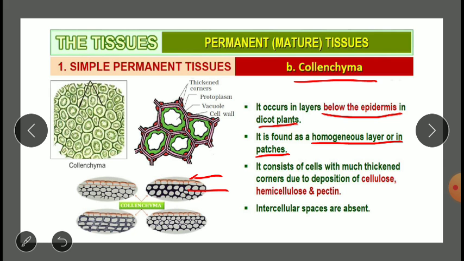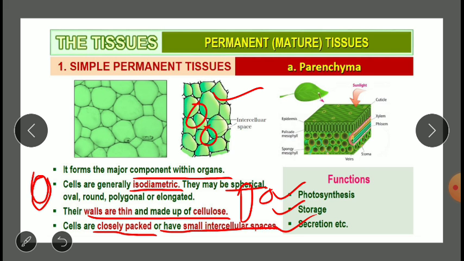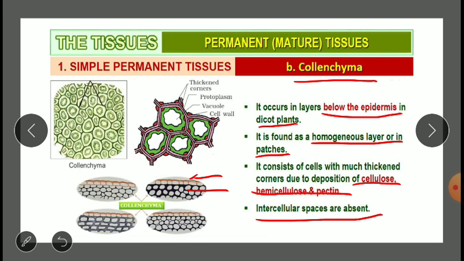It consists of cells with much thickened corners due to deposition of cellulose, hemicellulose and pectin. In this case, the intercellular spaces are absent. In the parenchyma, we could observe the intercellular spaces, but in the collenchyma, the intercellular spaces are not present. Instead, we can see some kind of thickening which is tightly bonding the cells with each other. They have thickened corners made up of cellulose, hemicellulose and pectin.